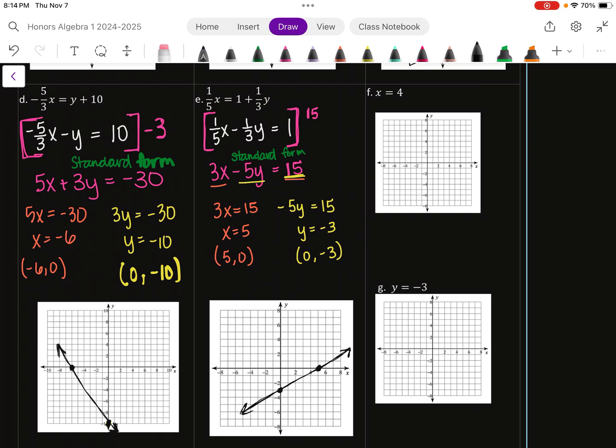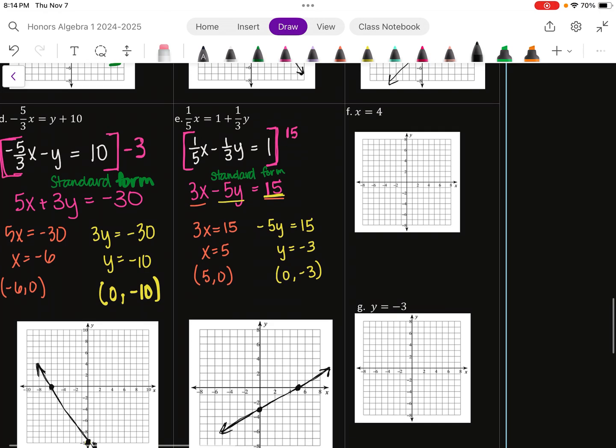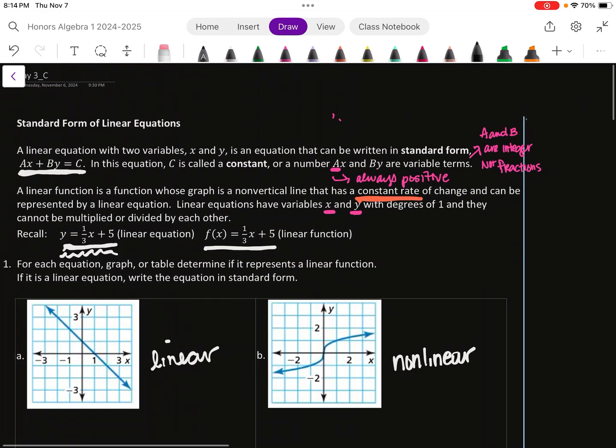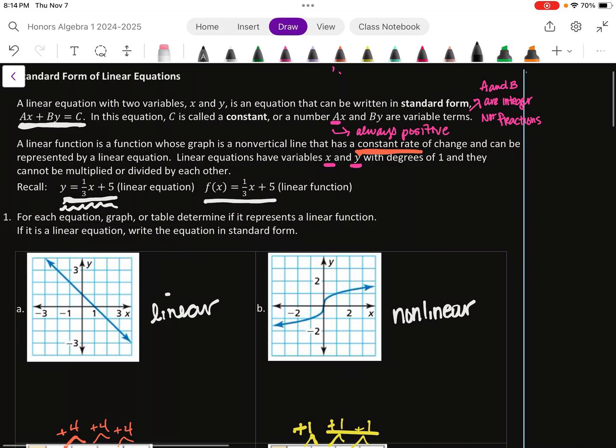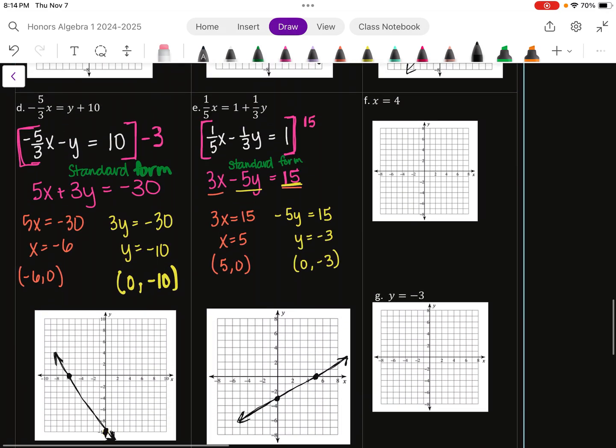Remember our linear equations, exponents are gonna be 1. Up here, or back on the front of your page, when it says standard form, linear functions are graphs that are non-vertical lines, and we might see a vertical line here, but we just won't be able to write it as a function down the line.